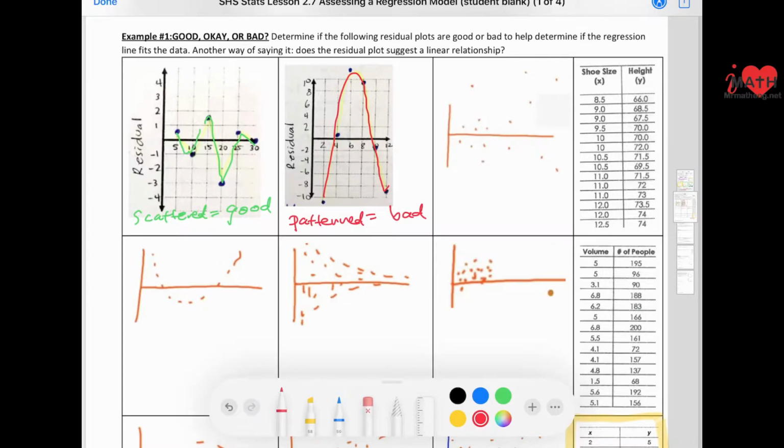Let's look at some more here. Let's take a look at this one over here. There's a pattern, and that is bad. So a linear model would not be doing well. Again, these are the residuals. This is not the scatter plot. Okay.